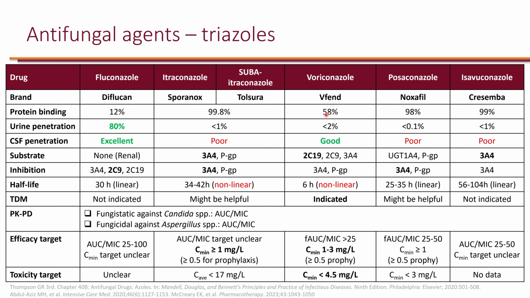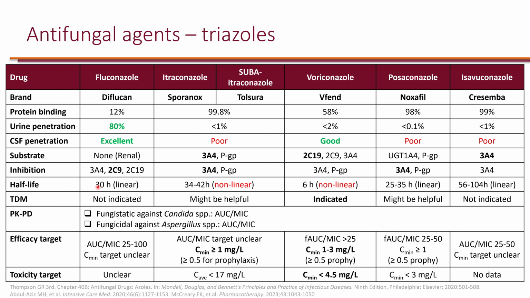Voriconazole, compared to the other ones, also has lower protein binding and good CSF penetration. When it comes to drug interactions, fluconazole is not the biggest interacting triazole. It's not the substrate of any of the CYP enzymes, and it has moderate inhibition of CYP enzymes. So although it can affect some drugs, in general it doesn't cause a lot of drug-drug interactions. It does have a long half-life of about 30 hours. So it does take some time to get to a steady state, but then levels stay pretty steady.